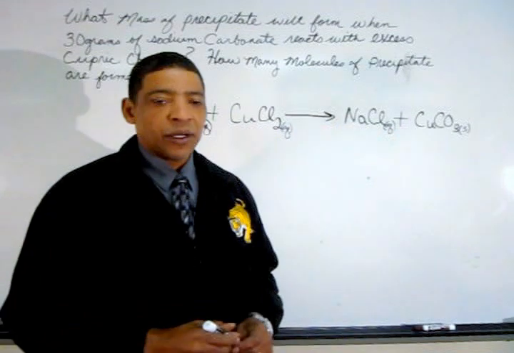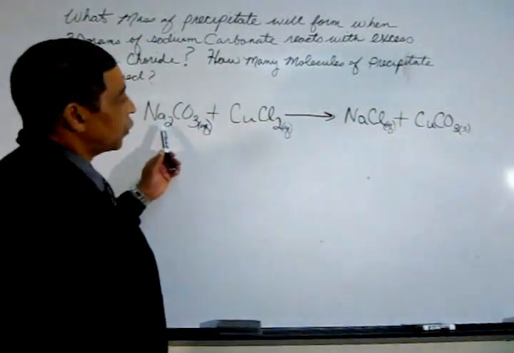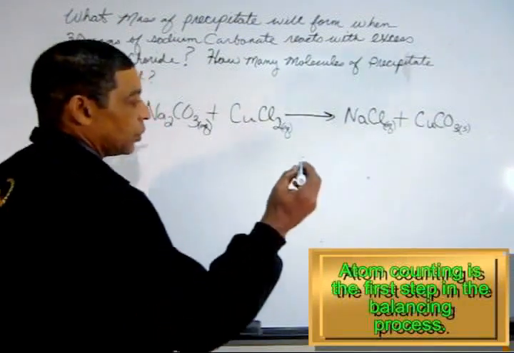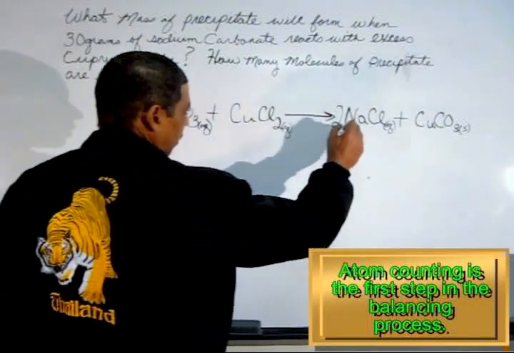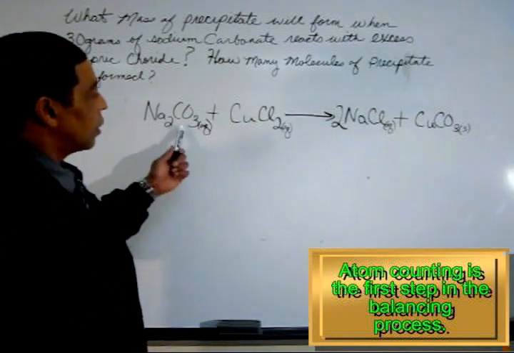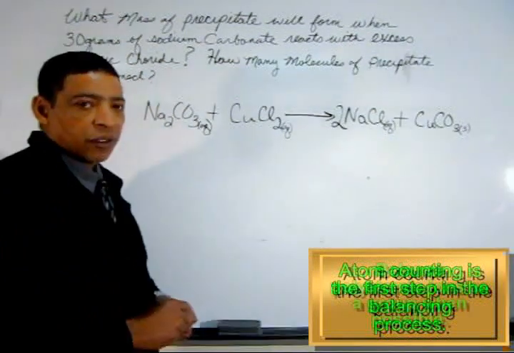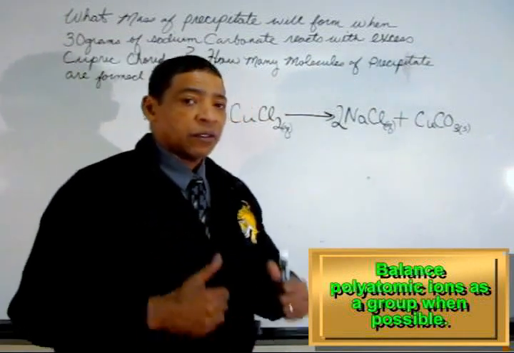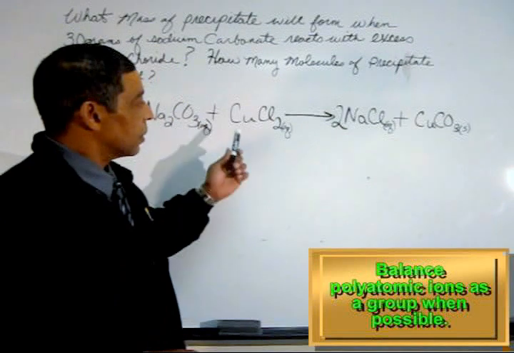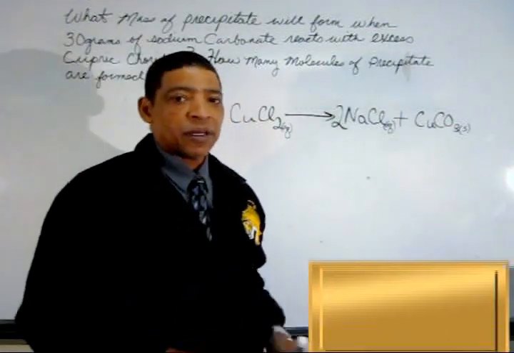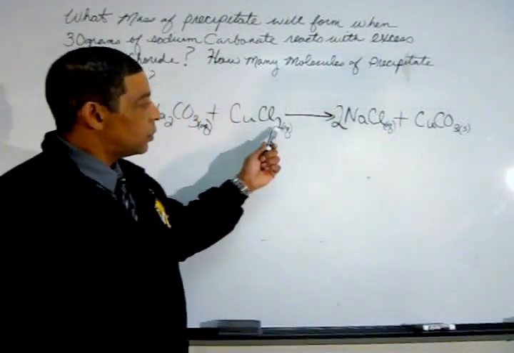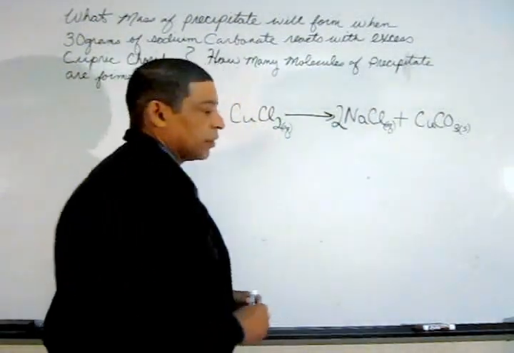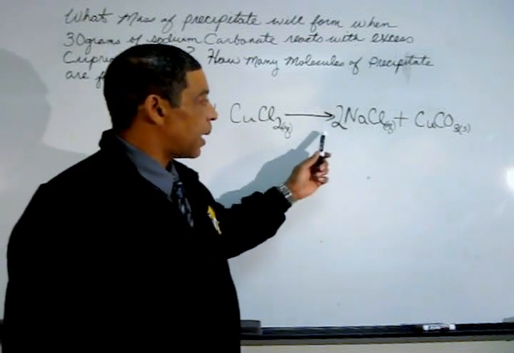Now let's balance the equation. 2 sodiums, 1 sodium. So clearly our first step should be to place a 2 in front of the sodium chloride. Carbonates, polyatomic ions, are generally balanced as a unit. Here we have 1 carbonate, so the carbonates are balanced. 1 copper, the coppers are balanced. 2 chlorides and 2 chlorides. So the chlorides are also balanced.